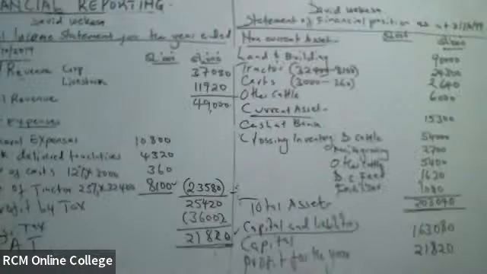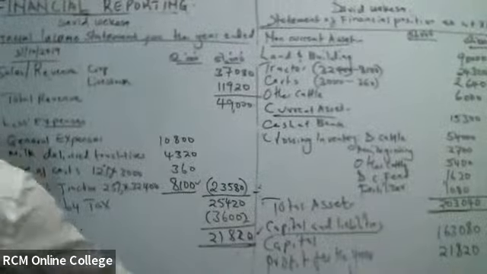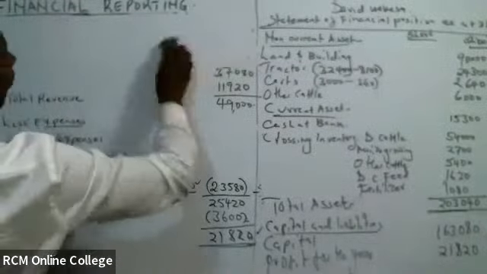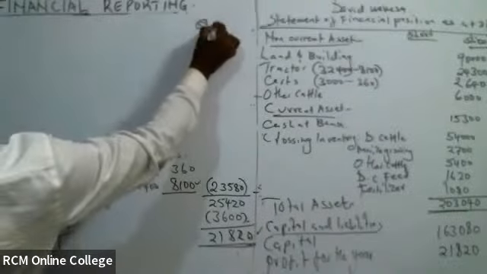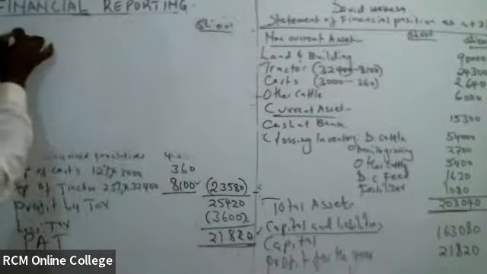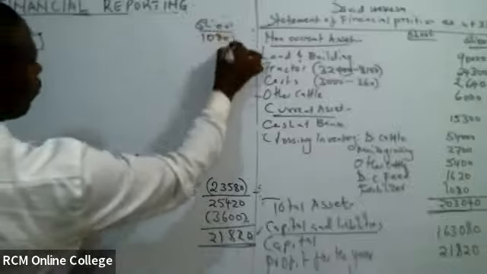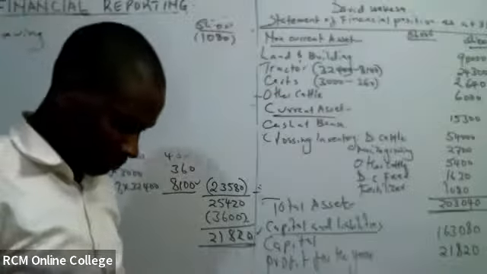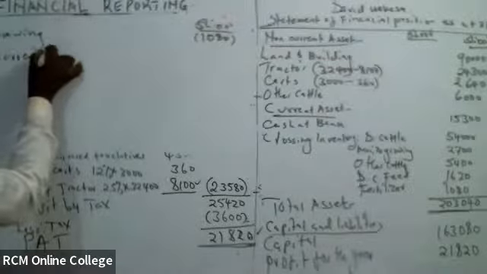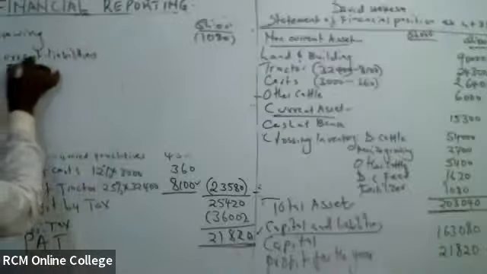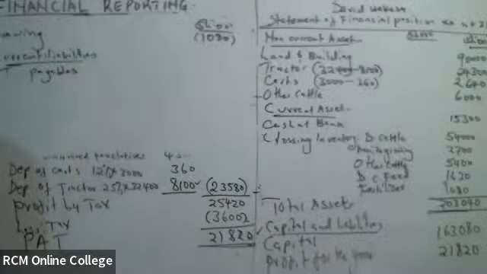Drawings: we usually deduct them, so you deduct drawings here. How much was it? 1,080, so we deduct 1,080. What else do we have now? Do we have anything, or do we go to current liabilities? We had no non-current liabilities. For current liabilities, we had trade payables. How much was our trade payable?